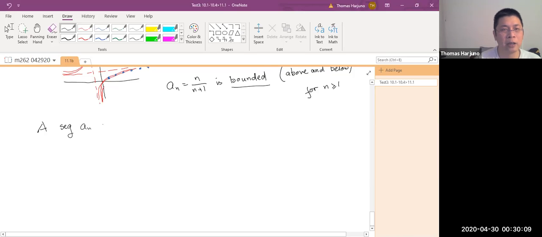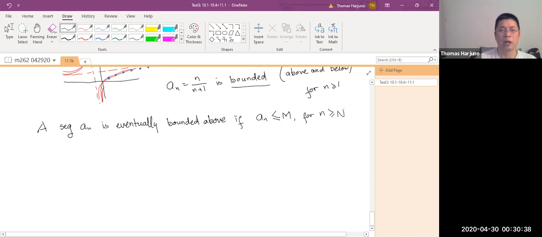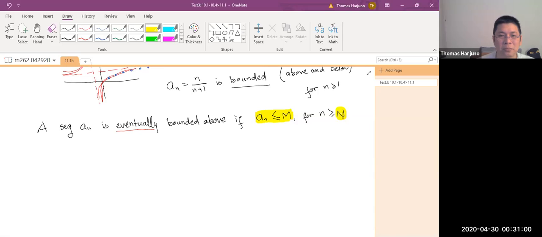Sequence a sub n is eventually bounded above if the nth term is bounded above by some number for any terms after some capital N. So the word eventually here means this rule does not apply for the first couple of terms, but after the Nth term, it is satisfied.